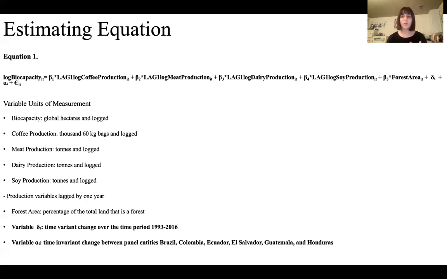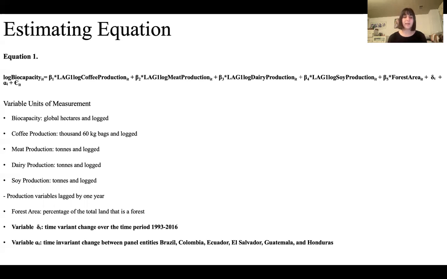As you can see, I log almost all of my variables except forest area, which is already included in percentage terms. And I log these variables to make sure that when I'm examining the coefficient estimates, I can more easily understand certain increases and decreases in percentage terms rather than bouncing back and forth between different units of measurement. I also lag all of the production variables, and this is to account for any lagged effect that production in one year would have on production in another year.